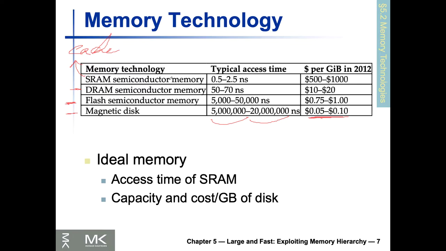But the point is, L1 cache might be not even a megabyte. L2 cache might be around that, or L3 might be higher. But with this, you're going to have 10 terabytes, right? So there's a trade-off you have to pay. In the ideal case, it would be nice to have something with the access time of SRAM but the capacity of a disk, which is not happening. But we need to find a trade-off when we write code to exploit those, okay?